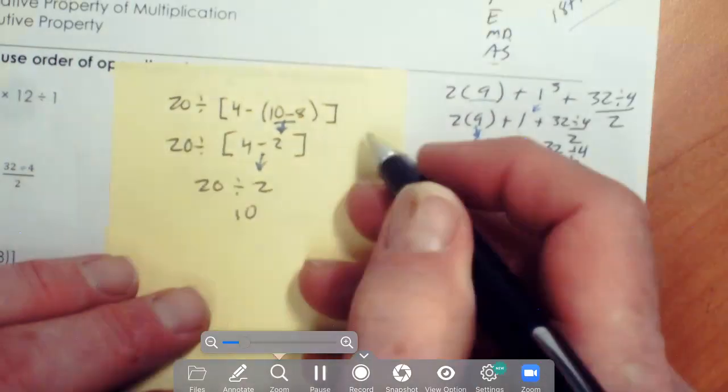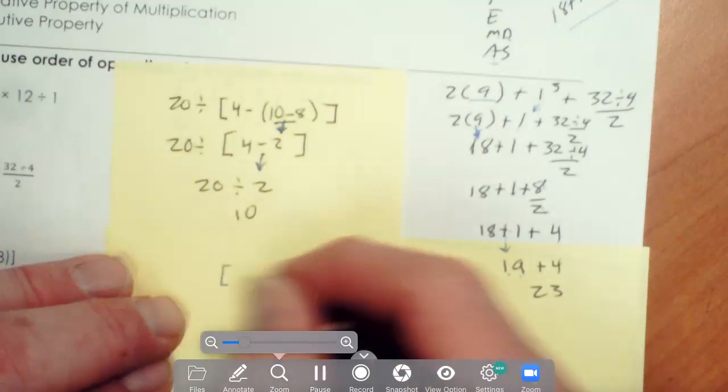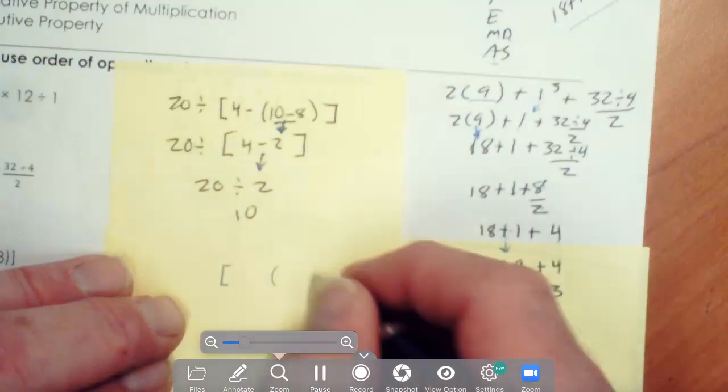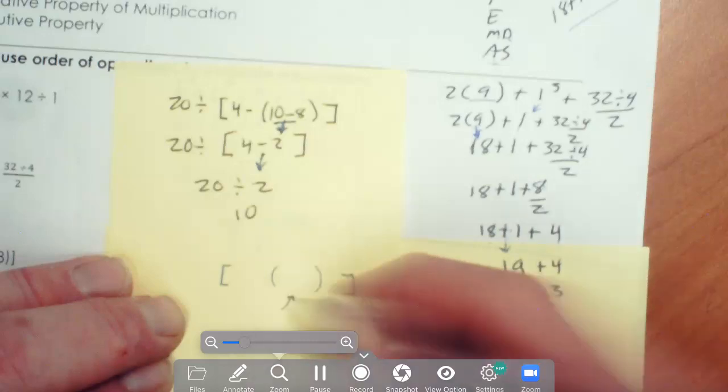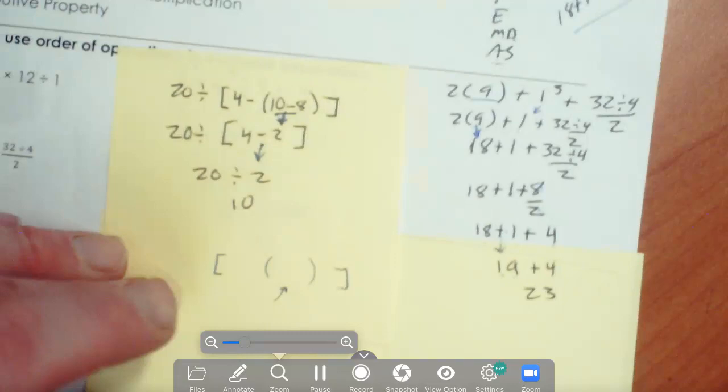So what looks like a difficult problem really isn't. Just remember, what you do is you always go into the inside brackets and you work from the inside out. All right, here's the last problem.